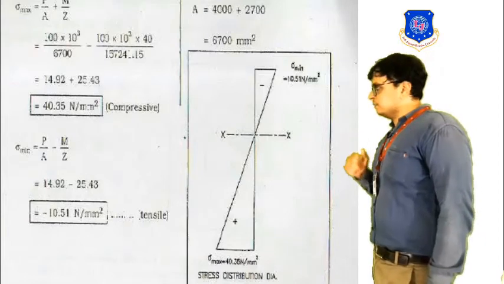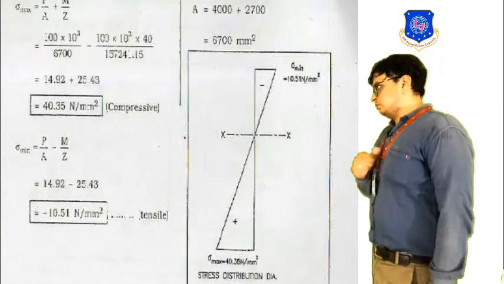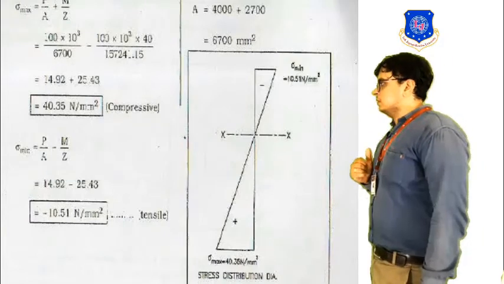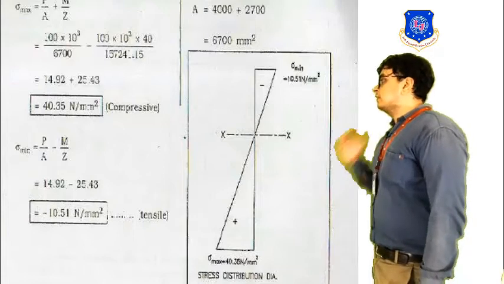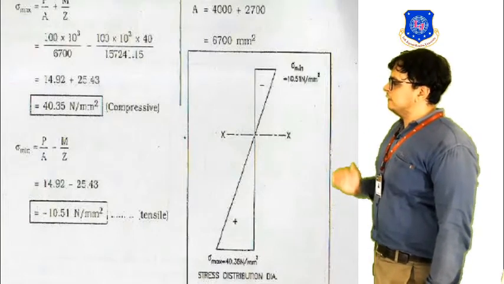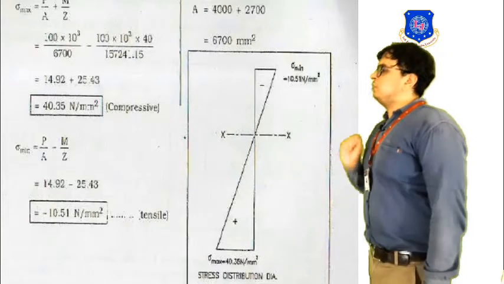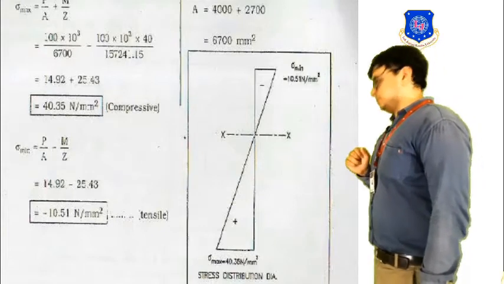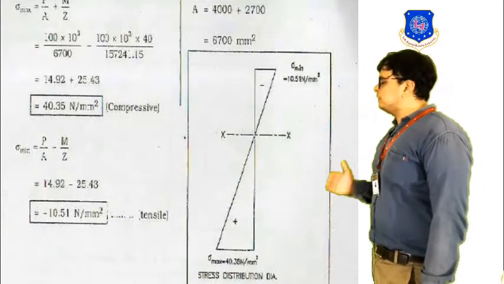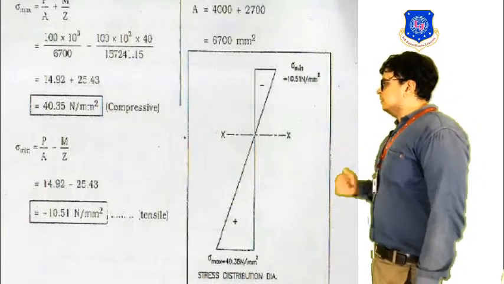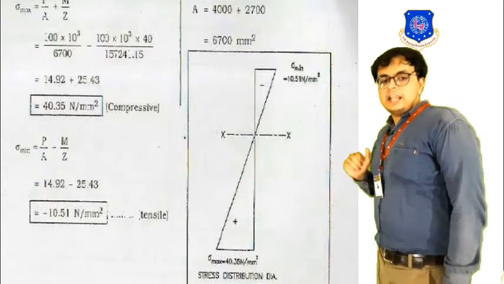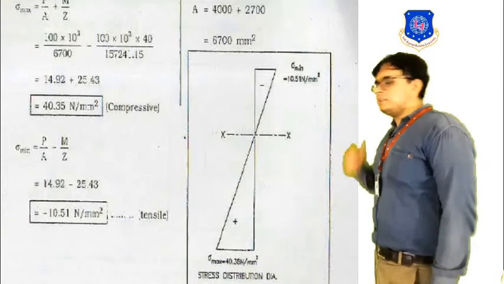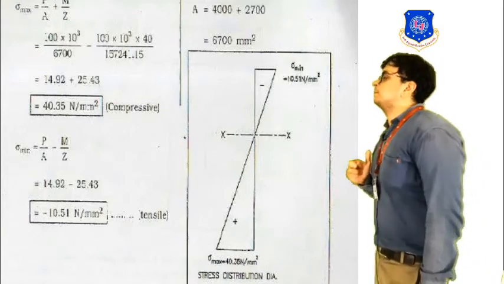So the stress diagram we need to draw. Here we have drawn it. We can say that at the bottom it will be having the compression, and slowly as we move towards the top, it will be converting into the tension. So at the bottom we have the compression, and the compression value that we are getting is 40.35 Newton per mm square.